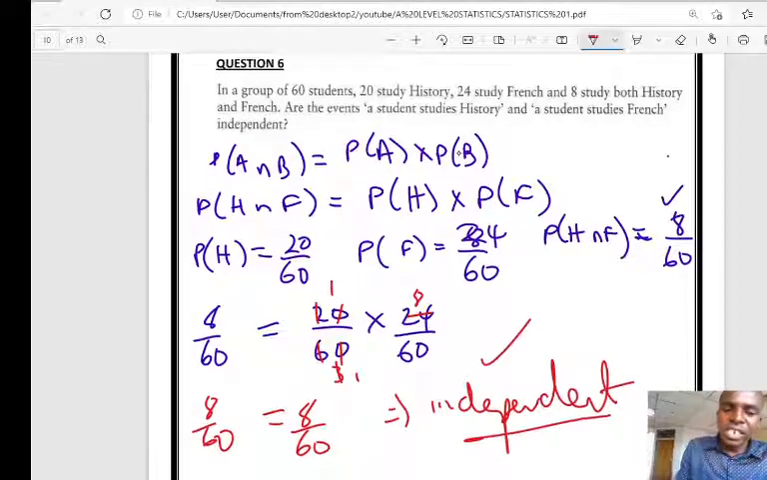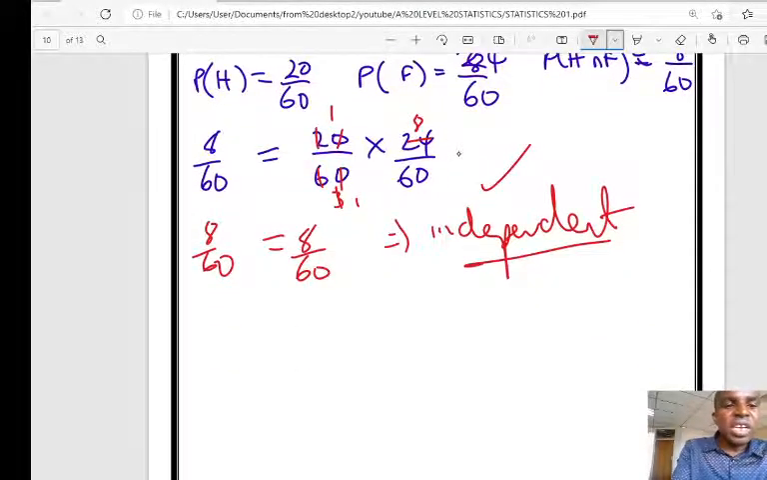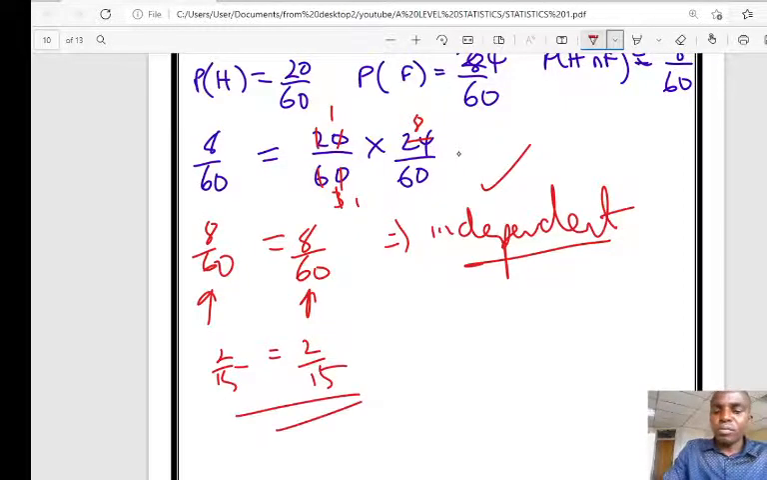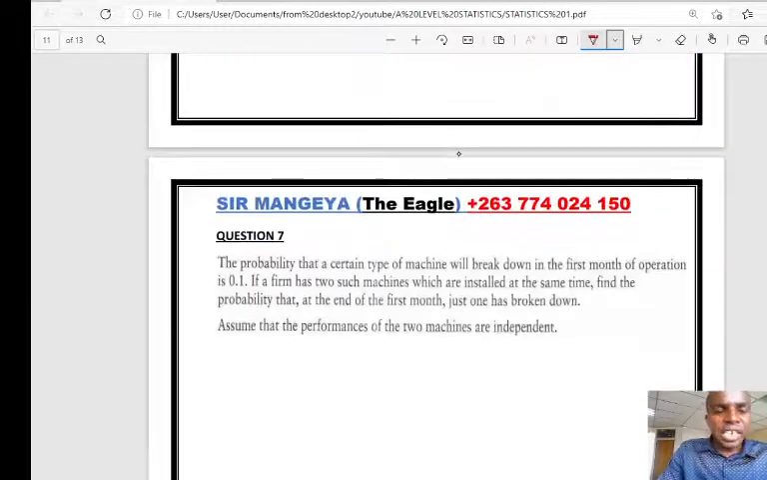Exactly, so independent. In probabilities, however, you have to simplify, right? Don't leave it as 8 over 60. You simplify 8 over 60 to 2 over 15. So they are the same. Therefore, the events are independent.